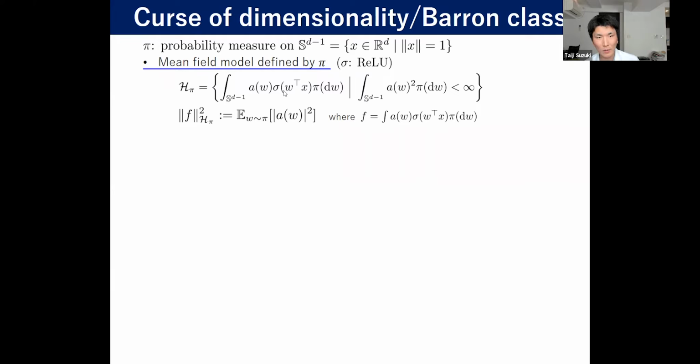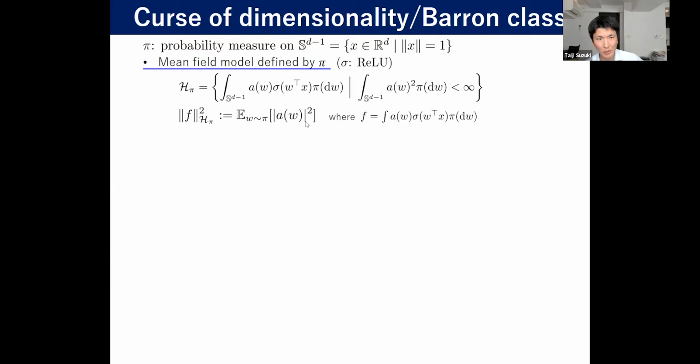Okay, so W is a parameter of the first layer. For each parameter W, we define a weight a(W). So a(W) is the weight of each parameter W. And then we take its integral with respect to the probability measure pi. Sigma is some nonlinear activation function. We assume that this weight satisfies this integrability condition: the square of a(W) is integrable. That means the L2 norm of a(W) with respect to the probability measure pi is finite.